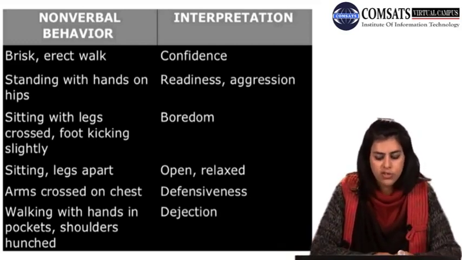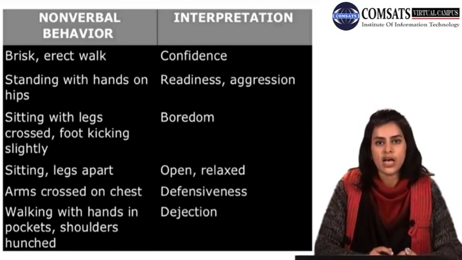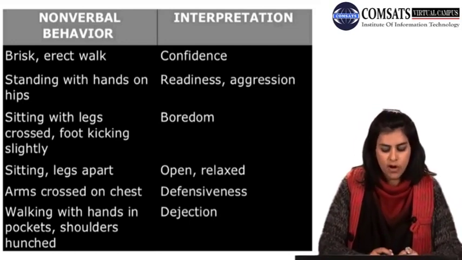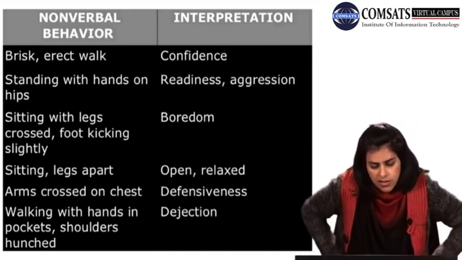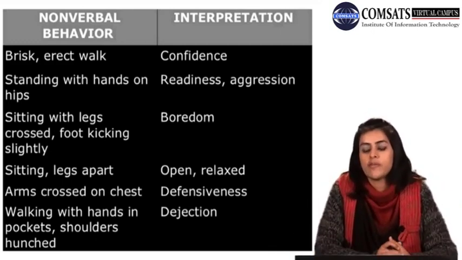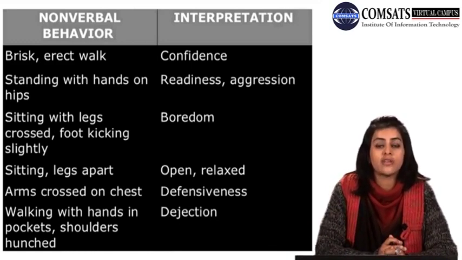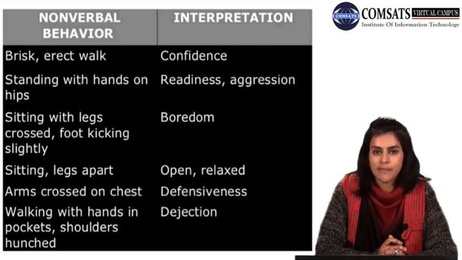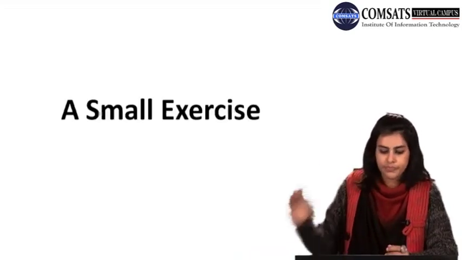Now arms crossed on chest like this would show the defensiveness of your behavior, and walking with hands in pockets and shoulders hunched like this and your hands in the pocket, that would show dejection through your non-verbal behavior. And there are so many more of the verbal and non-verbal behaviors, and they've got different interpretations for which I have brought some examples for you today, and you can very well comment on them on your own.